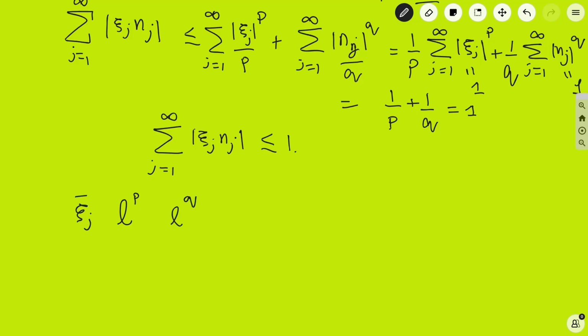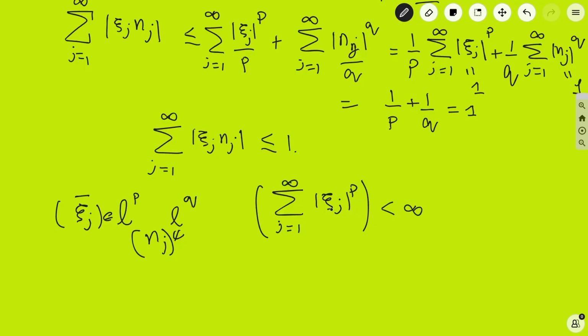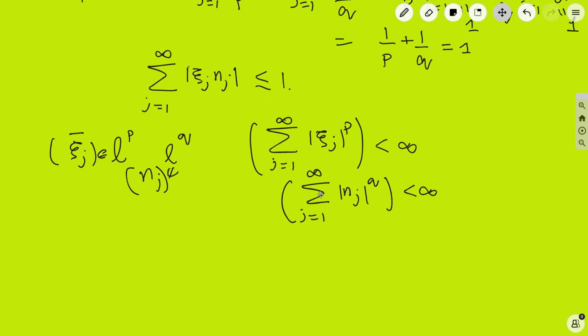So you can pick sequences from here. Well, yeah, so you need the LP and LQ spaces. What's the definition of LP and LQ space? It's just that for a sequence, when you take each term to the power p and sum them, it should be bounded. The same thing, summation j from 1 to infinity of eta j to the power q should be bounded. So these two are sequences from the LP and LQ spaces.